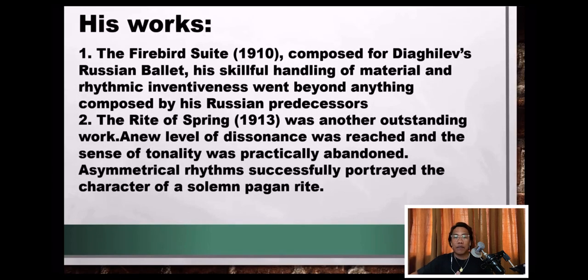Composed for Diaghilev's Russian ballet, his skillful handling of material and rhythmic inventiveness went beyond anything composed by his Russian predecessors. The Rite of Spring in 1913 was another outstanding work. A new level of dissonance was reached and the sense of tonality was practically abandoned. Asymmetrical rhythms successfully portrayed the character of a solemn pagan rite.